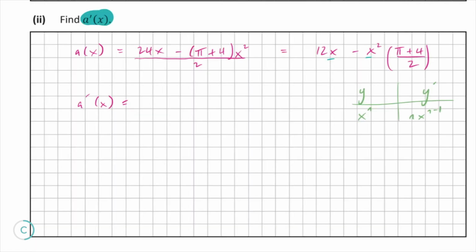So if we differentiate 12x, we're just going to get 12. We know that the derivative of x squared is just going to be 2x, and everything inside this bracket is just a constant, it's just a number, so it stays the same. So here we have A dash x, and we're going to notice over here that there's actually a 2 on the top and bottom, so we can get rid of those. So there we have it, and for finding A dash x, you're going to get another 5 marks.